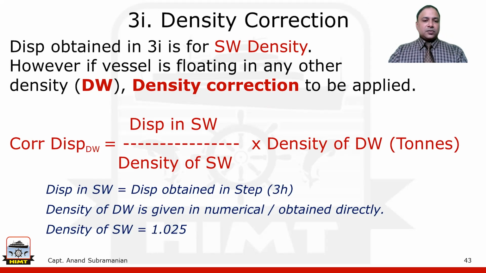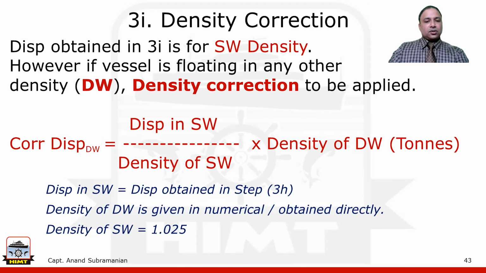The easiest way to understand this is that we have in hand our displacement in salt water, which we obtained from the previous example. Now I want to change over to the displacement in dock water. So the dock water always comes in the numerator. What we are leaving behind, the salt water, always comes in the denominator. So the corrected displacement in the dock water is the displacement in salt water multiplied by the density of the water you want to go to, in this case dock water density, divided by the density of the water you are leaving behind, that is salt water.